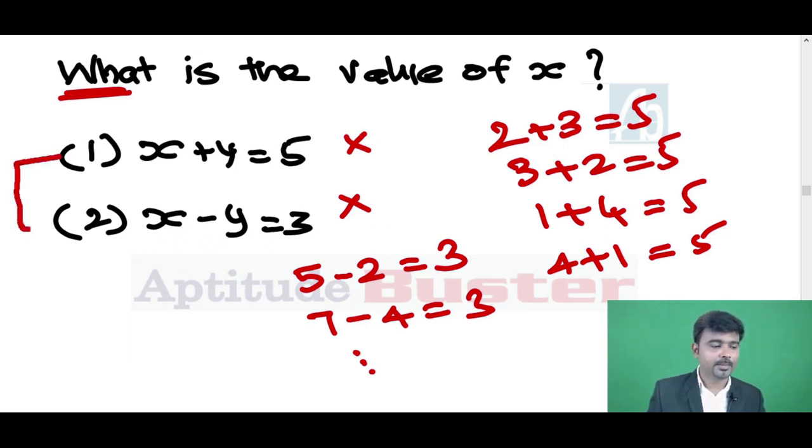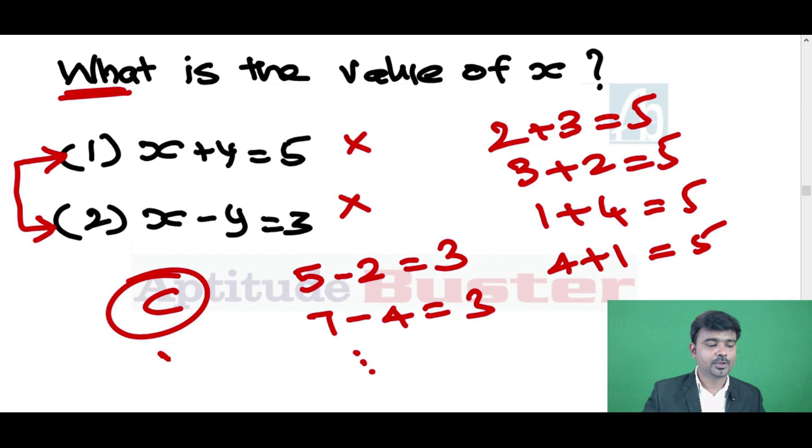Combine these two statements. x plus y is equal to 5. x minus y equal to 3. Can you find out the value of x? Yes. Two equations, two unknowns. That's a simple equation. You can find out the value of x. So the answer for this question is C. That means together only sufficient.